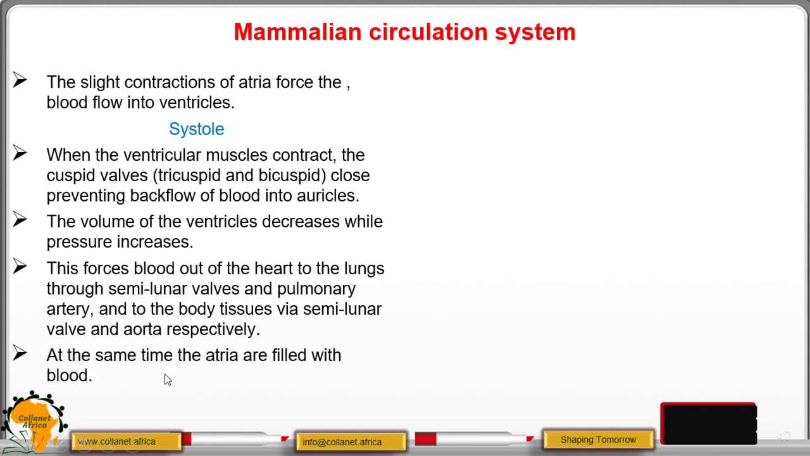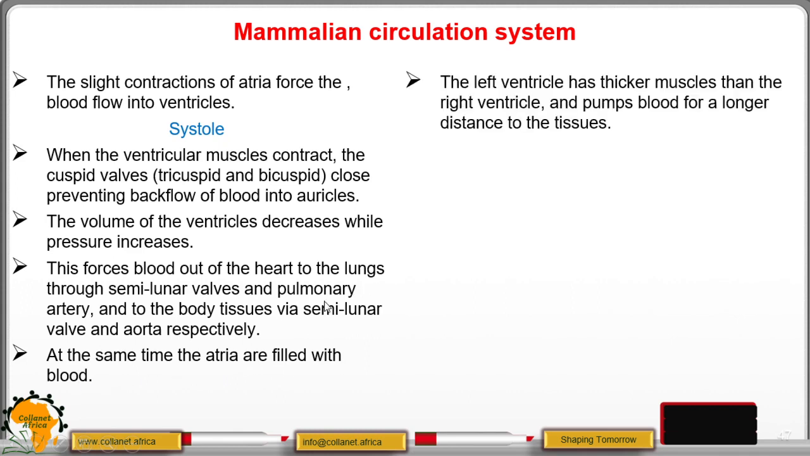At the same time, the auricles are filled with blood. And we've said before that the left ventricle has thicker muscles than the right ventricle, thus pumps blood for a longer distance to the tissues.